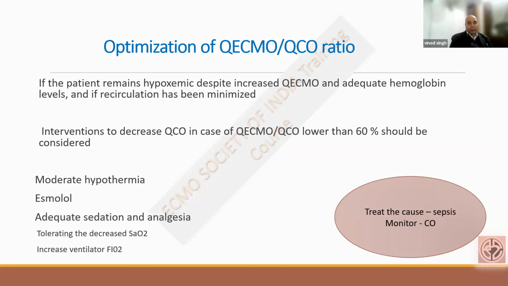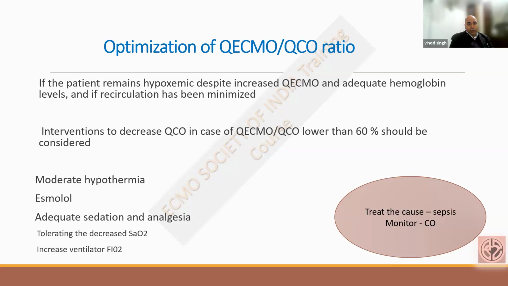Many times it is due to sepsis and septic shock, so we have to manage that. We have to achieve a moderate hypothermia. We can give a beta blocker if blood pressure permits. We should provide adequate sedation and analgesia. Or you can have the option to tolerate a decrease of CO2, because if the patient is slightly hypotensive, then oxygen delivery and hemoglobin should be improved. And we can also go for increasing the ventilator effect.